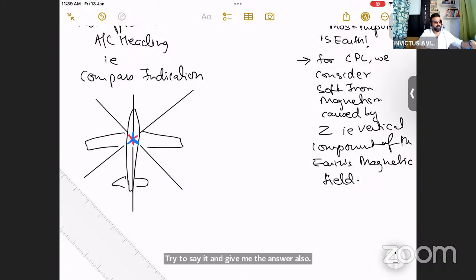Yes, sir. The question was, magnetic dip is directly proportional to vertical force. Is it true or not? And the answer is, Muskan? True, sir. True, very good.